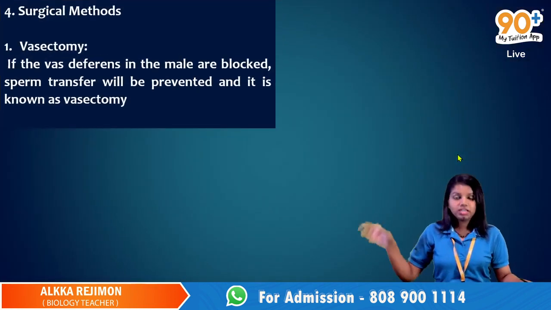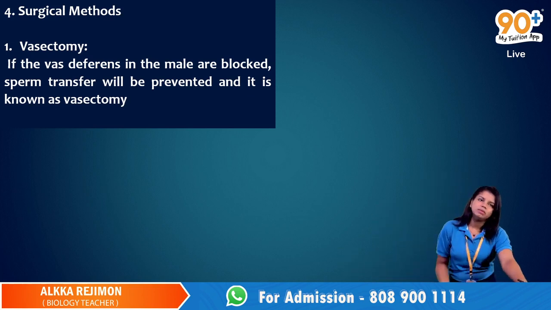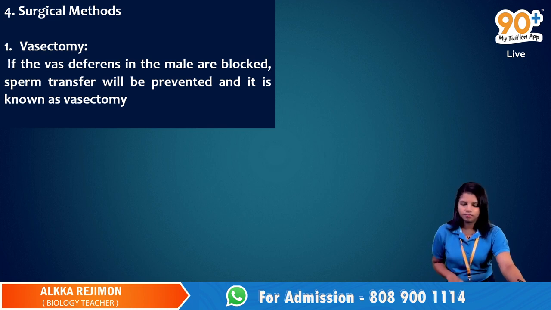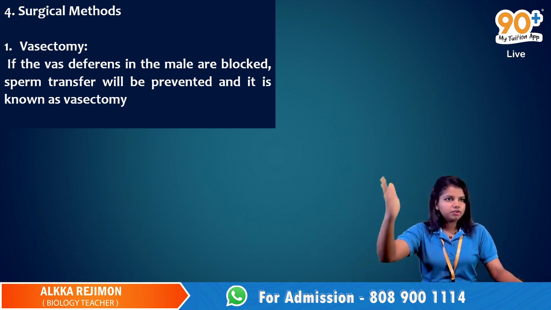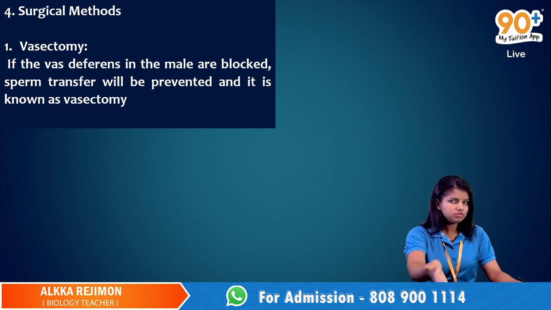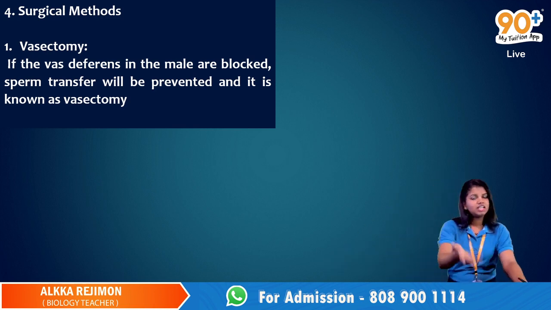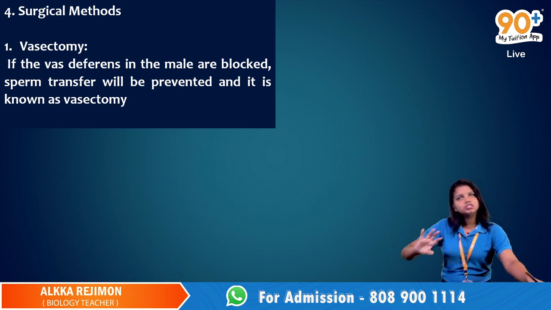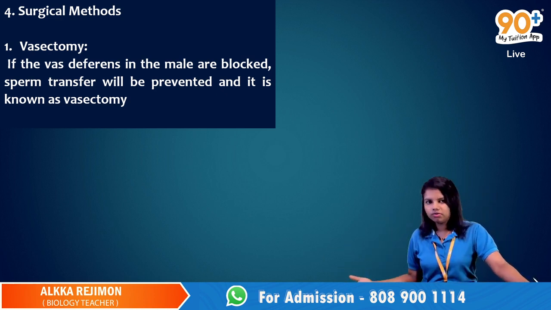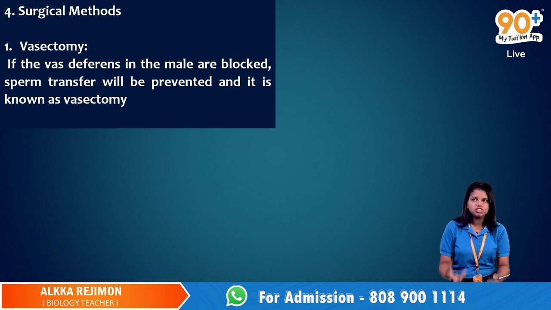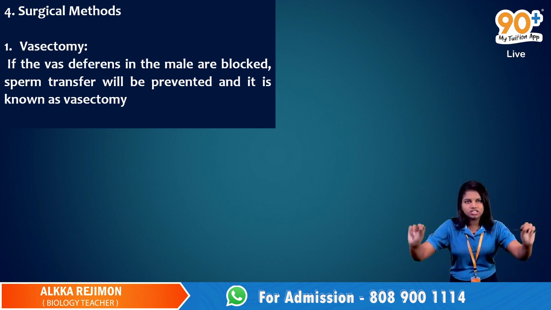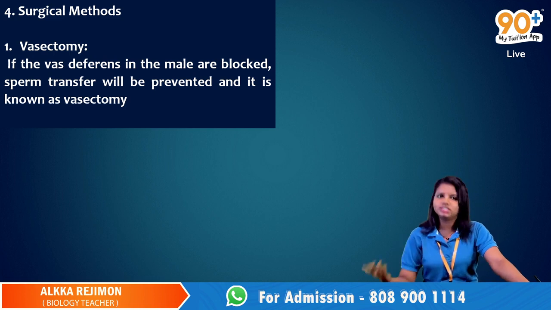And the final method is the surgical method, and the surgical method is considered to be the most effective and permanent method. All the methods we have just discussed, condoms, diaphragms, pills, IUDs, intrauterine devices, are not considered to be 100% effective. But the vasectomy or the tubectomy, the surgical method, where we surgically cut off and stitch, is considered to be safer.